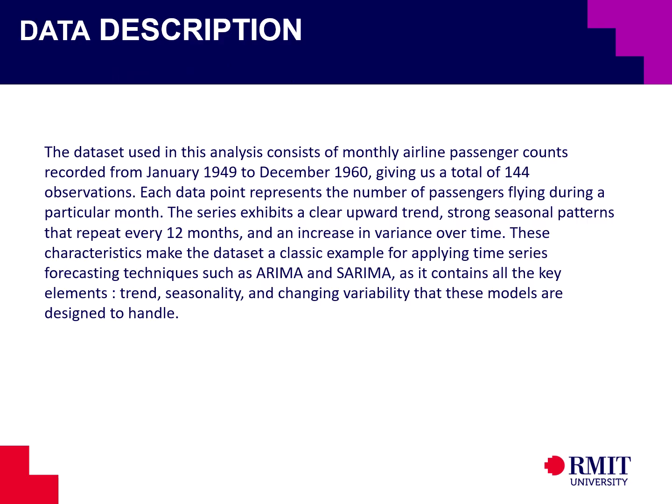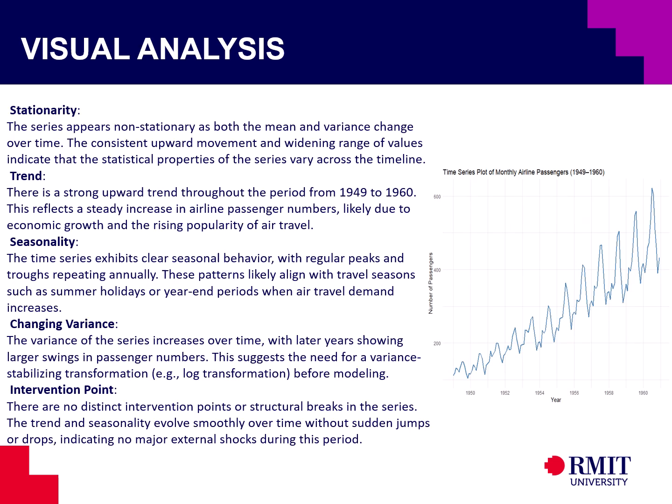The dataset we use consists of monthly airline passenger counts from January 1949 to December 1960, a total of 144 data points. Each point represents the number of passengers in a given month. As you'll notice, the series shows a strong upward trend, seasonal repetition every 12 months, and increasing variance over time. These features make it a perfect candidate for time series modeling using techniques like ARIMA and SARIMA, which are designed to handle trend, seasonality, and changing variance.